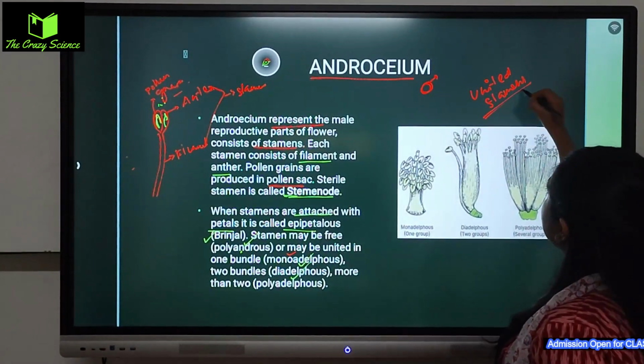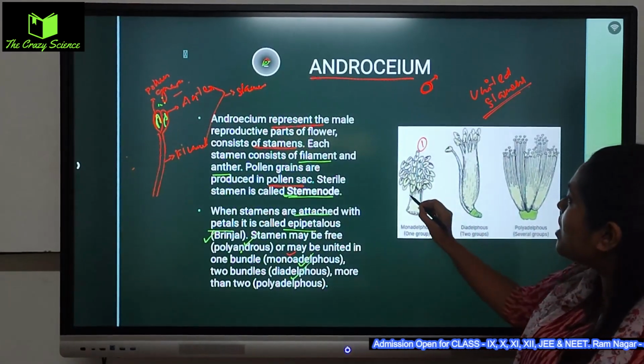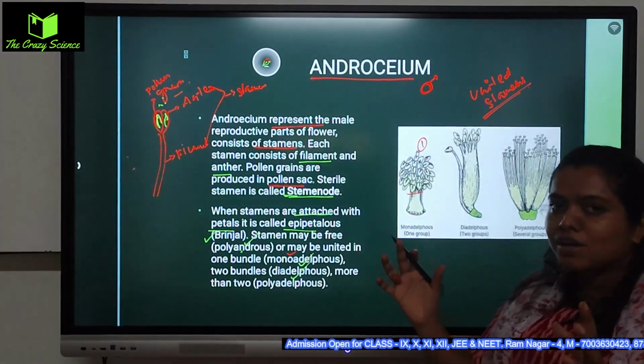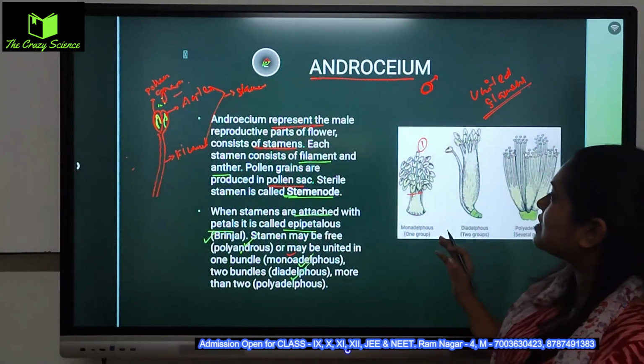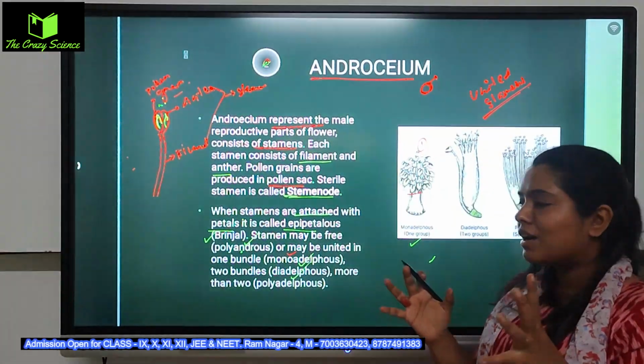Okay, they are not free. And there are three types. This is mono, which means they are all in one bundle, like a cluster, like a bunch; they are connected, that's it. This is called monodelphous, meaning like a bunch, they are connected.